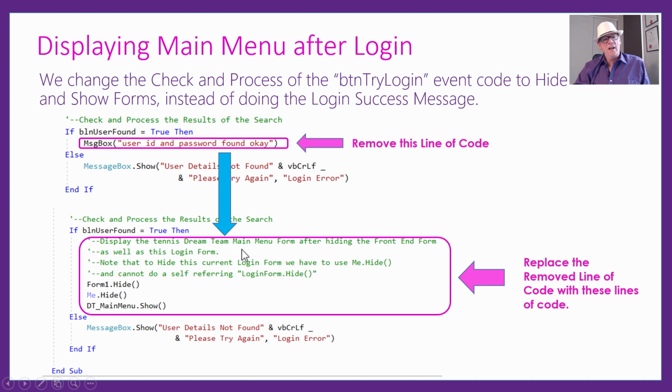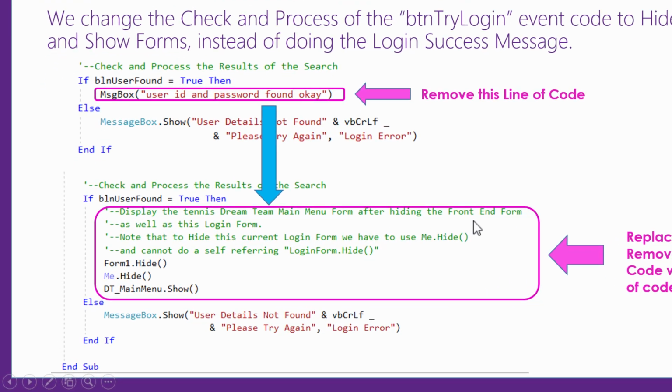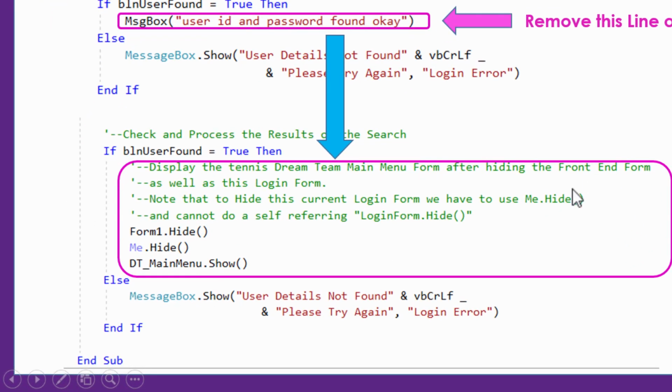So this is going to display the tennis team main menu after hiding the front end form as well as the login form. So the 2 forms we've had up so far will just be hidden and disappear, and a new one will come up, which is the Tennis Dream Team main menu. So we just go form1.hide brackets. Now you don't go login form.hide brackets.